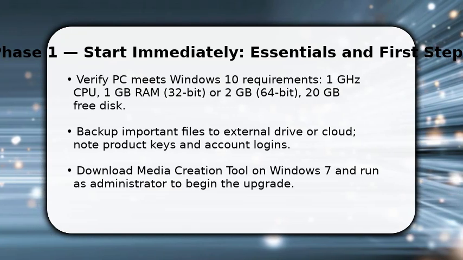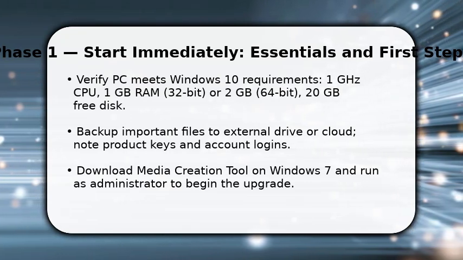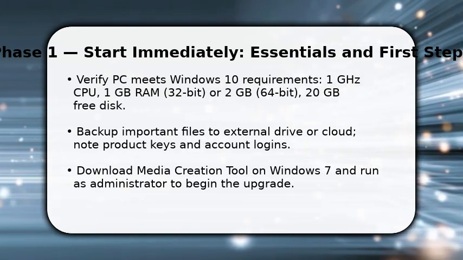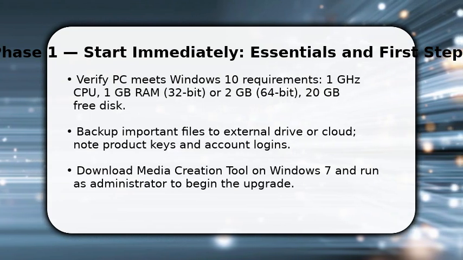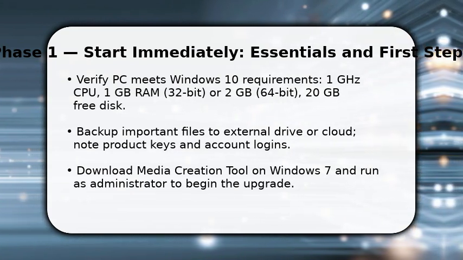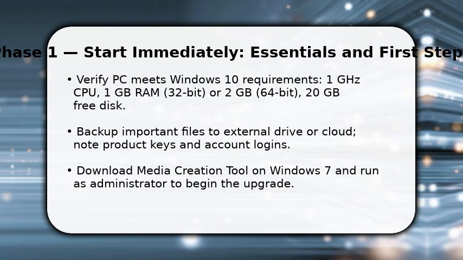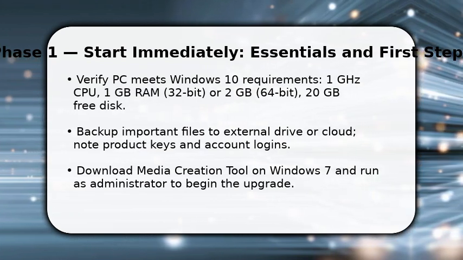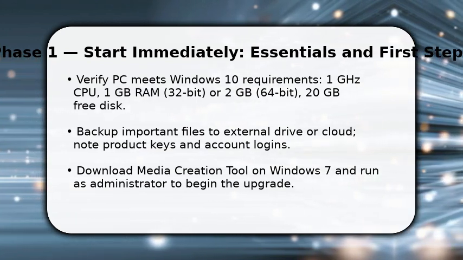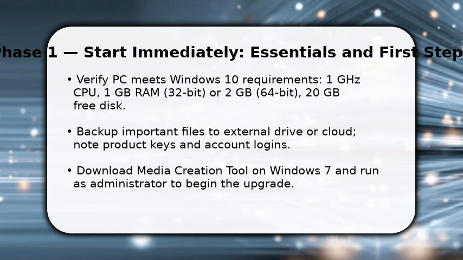You begin by confirming core requirements. Windows 10 needs at least a 1 GHz processor, appropriate RAM, and about 20 GB free disk. Check those now. Once done, back up your user folders to an external drive or cloud and jot down any product keys or account passwords.